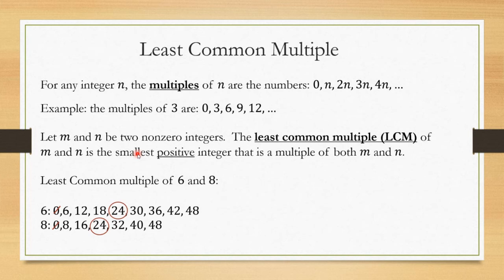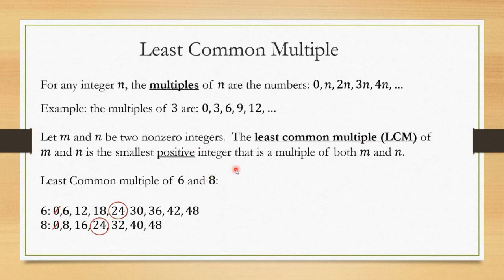It's the smallest positive integer which is a multiple of m and n. So 0 cannot be the least common multiple.